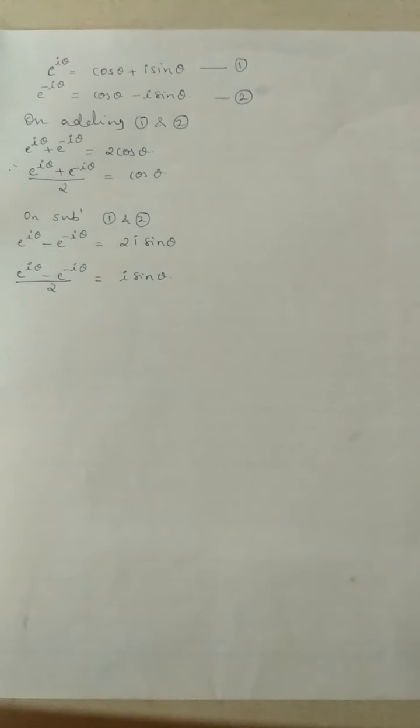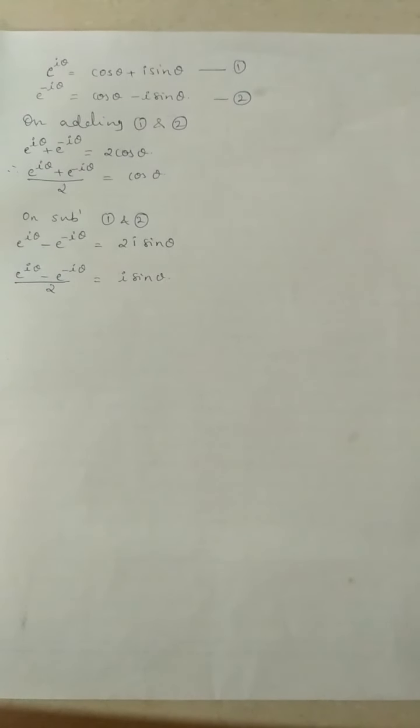Now let us find the Z transform of cos n theta and sin n theta. For that, let us see two results. e raised to i theta, as we know, is cos theta plus i sin theta. e raised to minus i theta is cos theta minus i sin theta. Now if we add these two results, we get cos theta is equal to e raised to i theta plus e raised to minus i theta by 2.